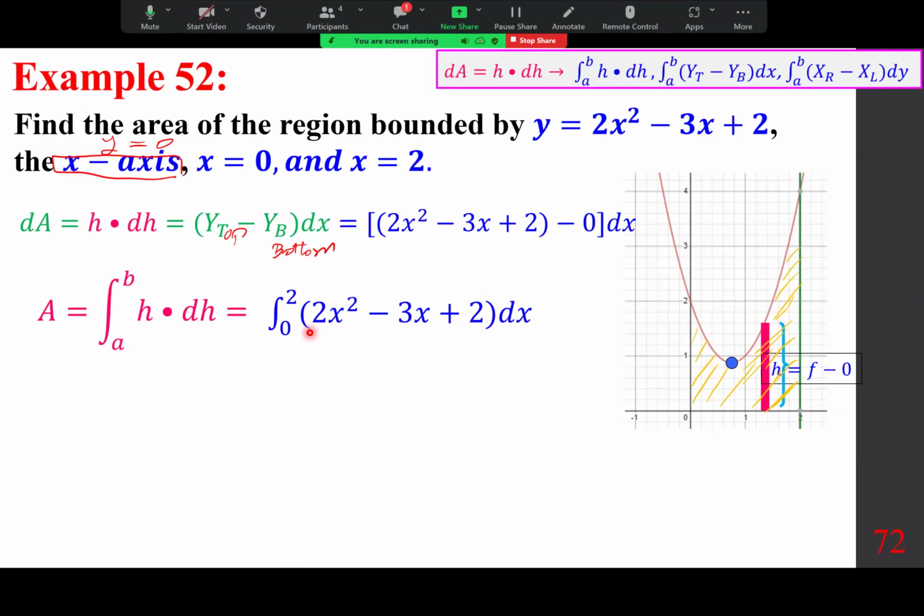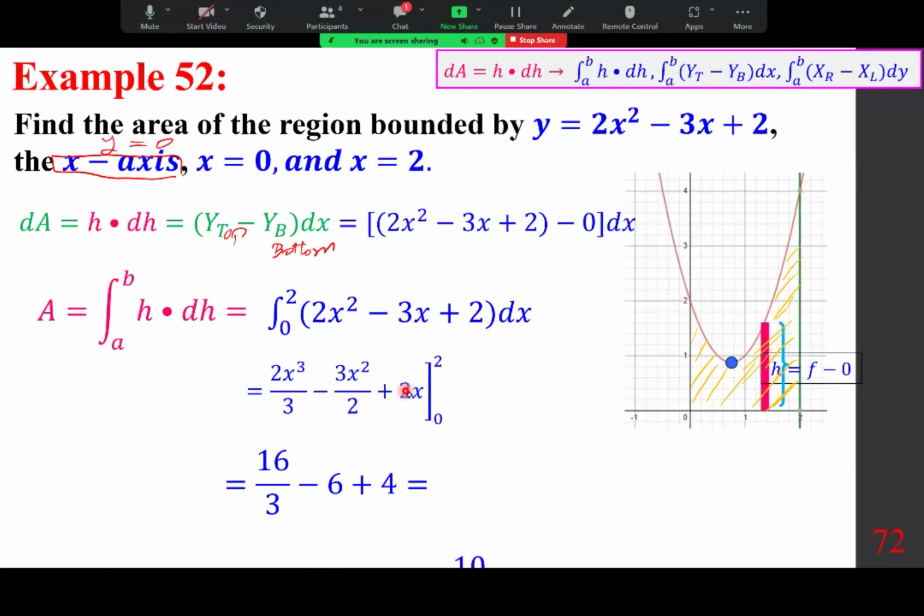So this is 2/3 x cubed minus 3/2 x squared plus 2x from 0 to 2. 0 makes it nice and easy, makes it 0. Just plug in 2. 2 cubed, 8 times 2, 16 over 3. 2 squared, 4 divided by 2, 2 times 3 is 6, minus 6. Plus 2 times 2 is 4, and they add up to 10/3. So that's pretty easy.